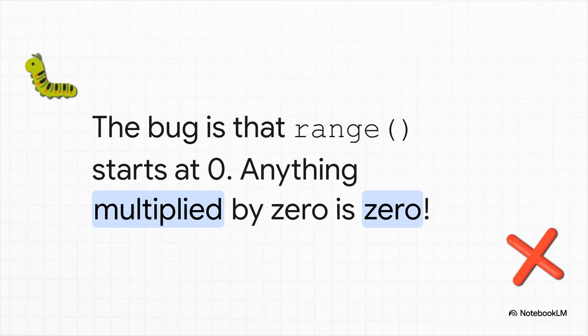And there it is. The culprit is that range of 5 starts at 0. So on the very first trip through that loop, our total gets multiplied by 0. And once that happens, it's game over. You can multiply it by 1,000,000 after that, but the answer will always be 0. It's a classic programming trap.